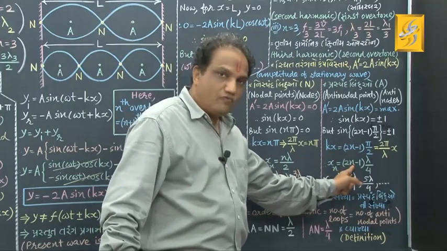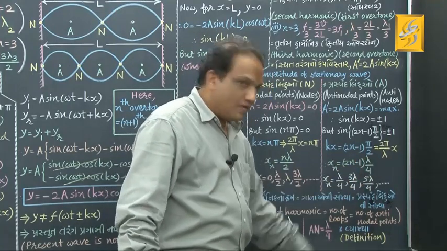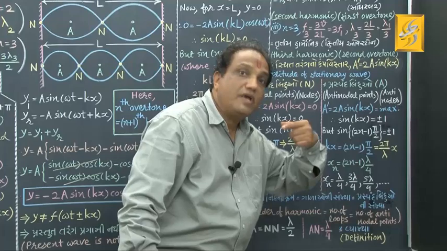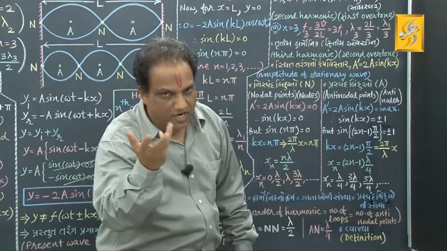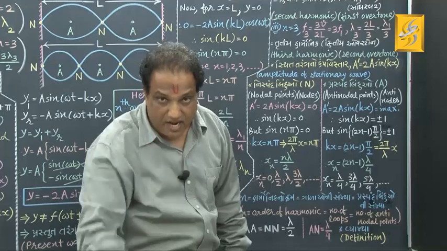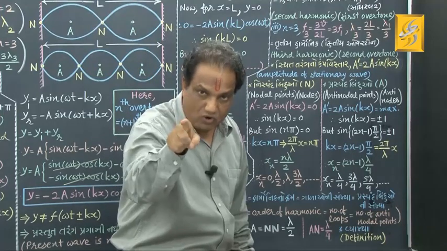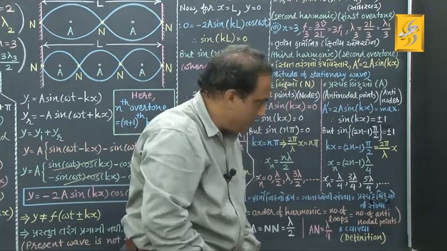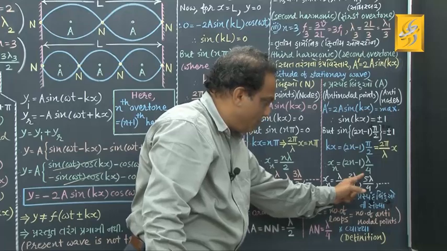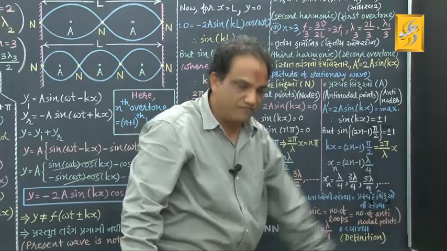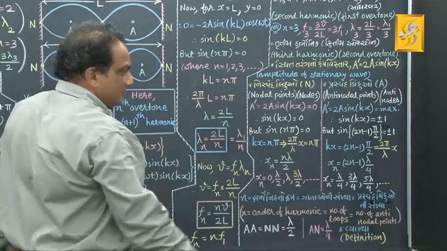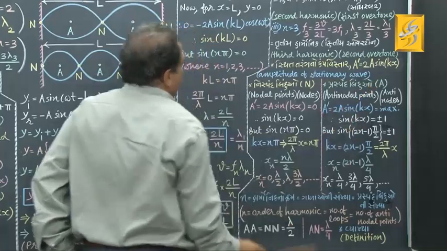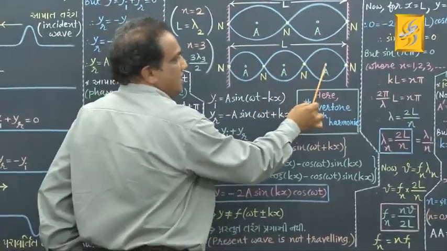Now put n equal to 1 here, then you get lambda by 4. Put n equal to 2 here, you will get 3 lambda by 4. Put n equal to 3, you will get 5 lambda by 4, and so on. Correct? So at what distances from the left end of the string will you get antinodes? Lambda by 4, 3 lambda by 4, 5 lambda by 4, 7 lambda by 4, and so on. Got it? At these distances from the left end of the string, we will get antinodes, which are shown in the figure by the symbol A.